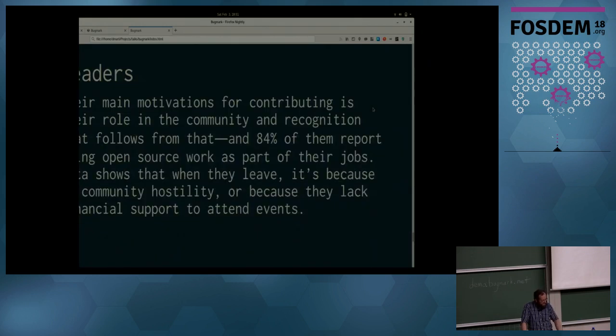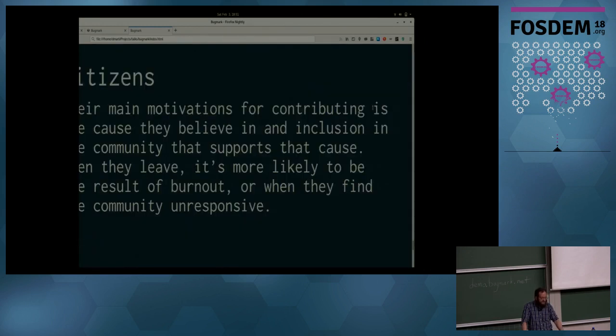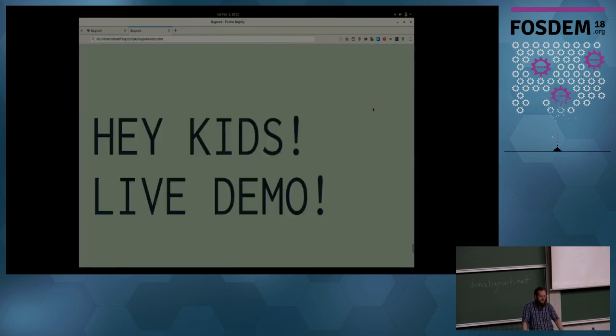Leaders, they might leave open source because of lack of financial support for attending events. Fixers, again, better non-open source work opportunities. Citizens, these are the true believers. They're not as motivated by the financial rewards, but a lot of people leave open source for startup jobs where we really need people retained in projects and working on core fixes.